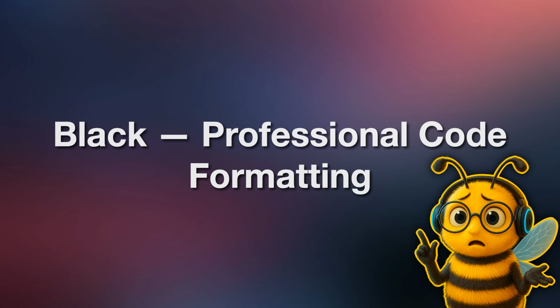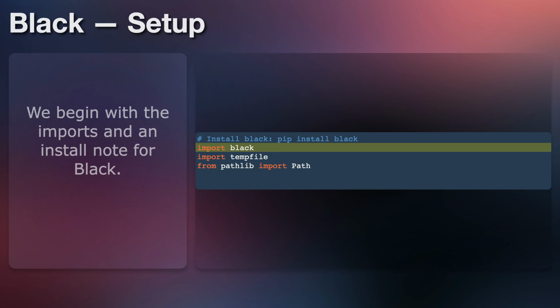Black is an uncompromising Python code formatter that enforces consistent style across projects by automatically handling line length, quotes, whitespace, and complex formatting decisions to improve readability and adhere to PEP 8. We begin with the imports and an install note for Black.